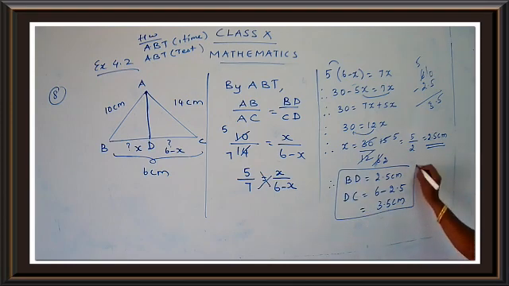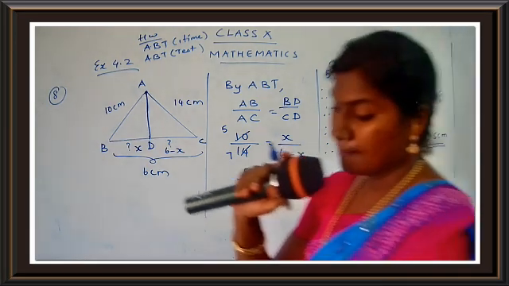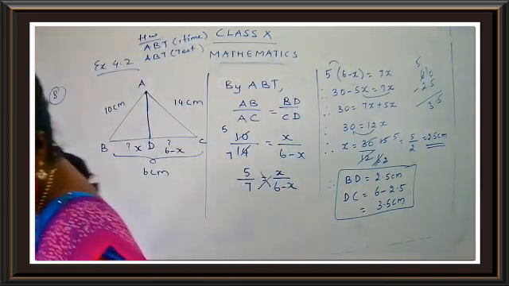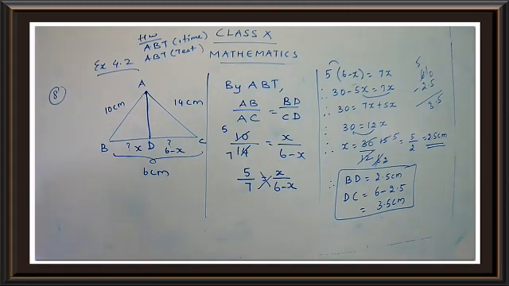This is the answer. So we have found, this is a 2-mark question children. They have asked this question many times. BD is 2.5 and DC is 3.5 centimeters. So we have found sum number 8. So we have completed our question number 8.